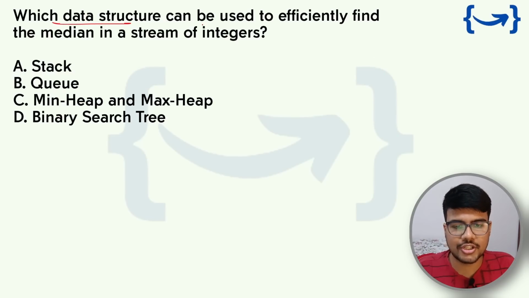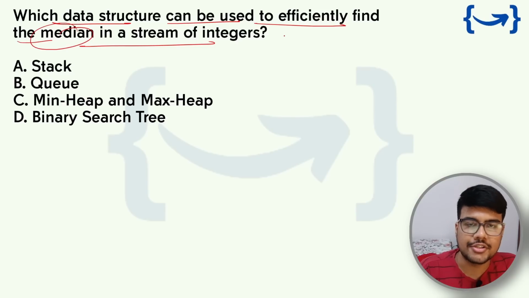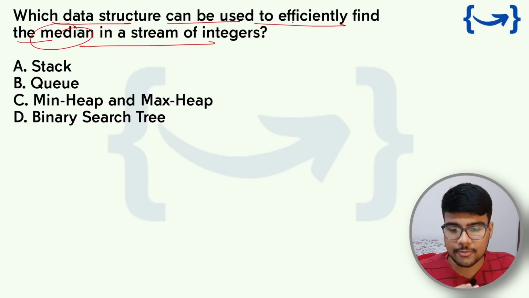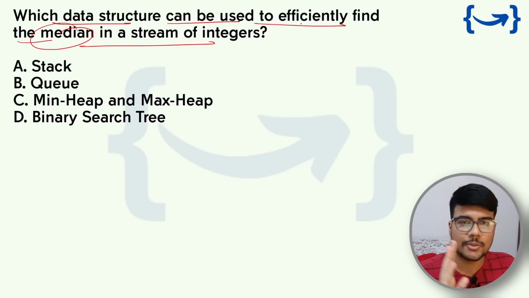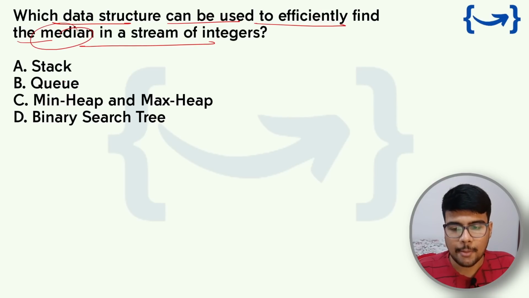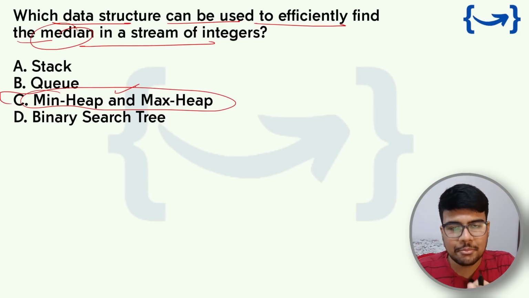So which data structure can we use to efficiently find the median in a stream of integers? So this is a particularly medium question, because in that you need to know some complex data structures such as min heap and max heap, because they definitely help you to find the median element in just log n time complexity. Okay, now let's see here.